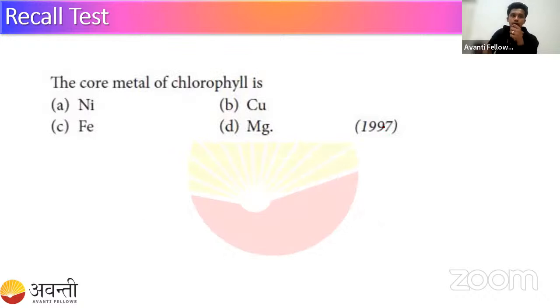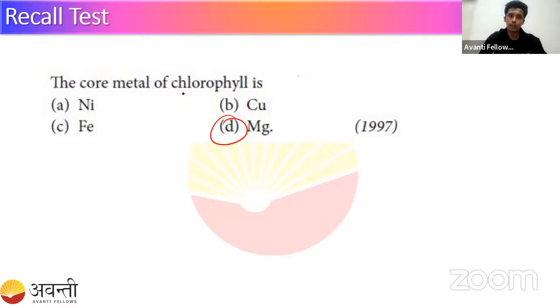So next one, you have heard about chlorophyll. So here is one question with respect to chlorophyll. The core metal of chlorophyll is, you have four options: nickel, copper, iron, and magnesium. So you have 1 minute to solve this question. Please try to answer in your chat box. So already we have an answer. JNV Pune, they have answered magnesium. Okay, what about others? All right, students, we'll try to push forward.